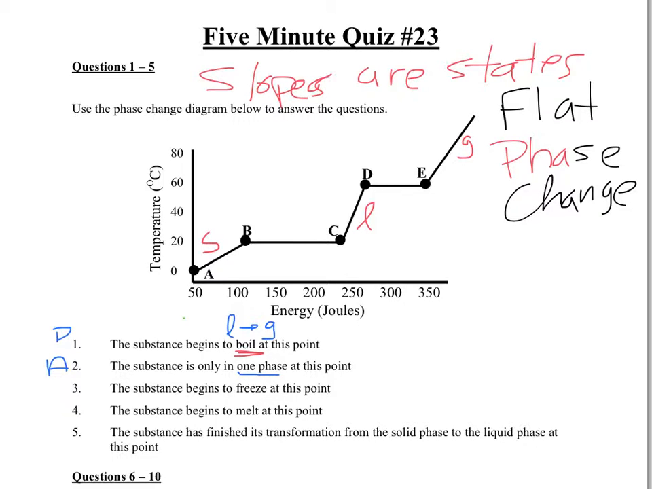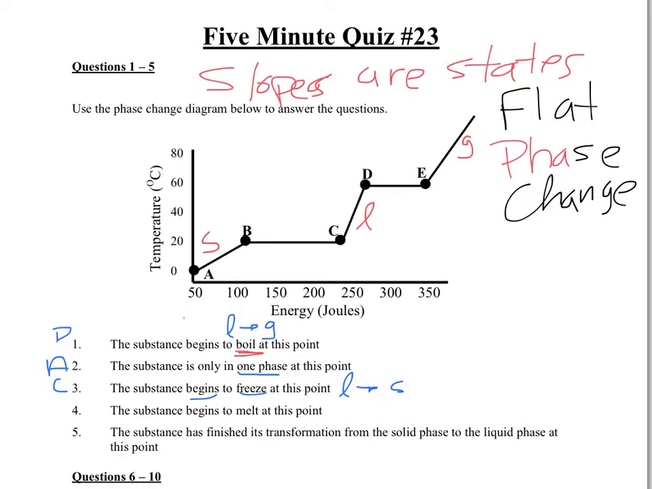The substance begins to freeze. Now, what's occurring at freezing? Okay, so it begins to freeze. Yeah, so it'd be B, right? Or would it be C? It's C. It's beginning to freeze.